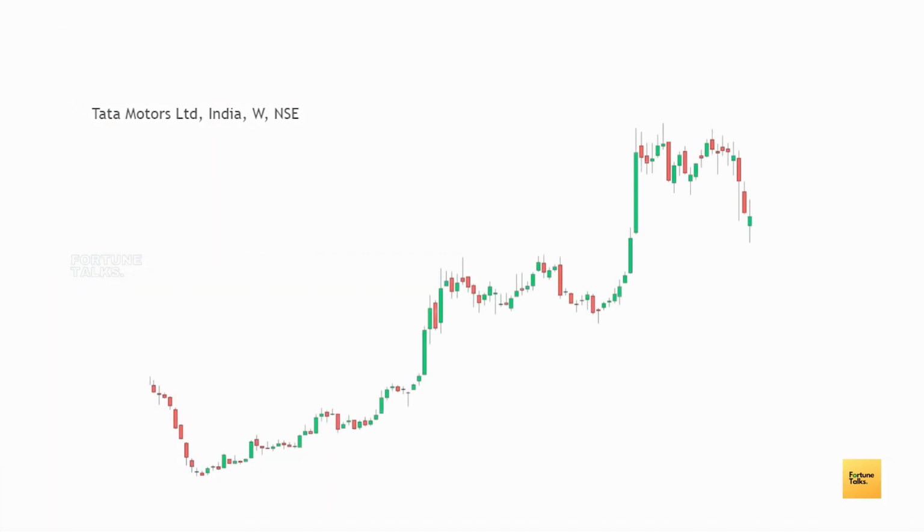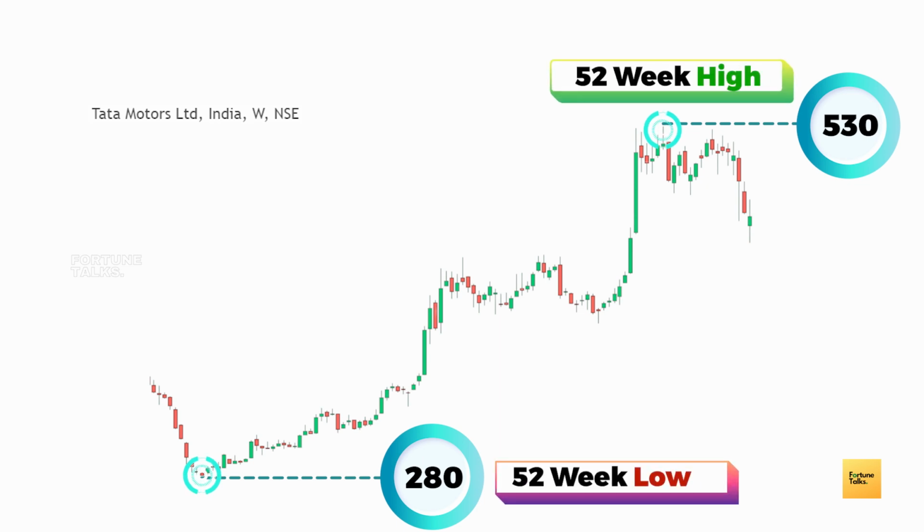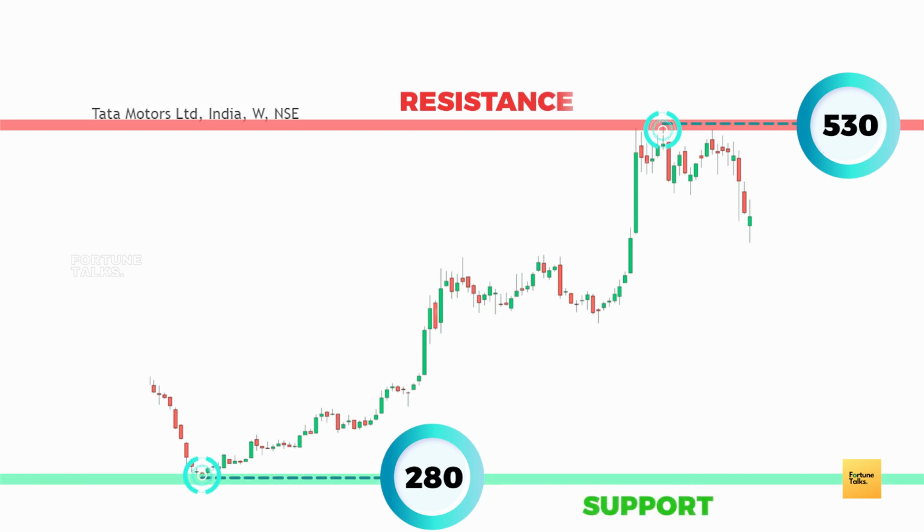Suppose that Tata Motors trades at a peak of 530 rupees and a low of 280 rupees in a year. Then, its 52-week high price is 530 rupees and 52-week low is 280 rupees. Typically, 530 is considered a resistance level, while 280 is considered a support level.